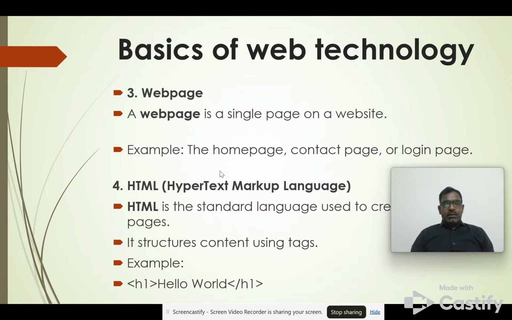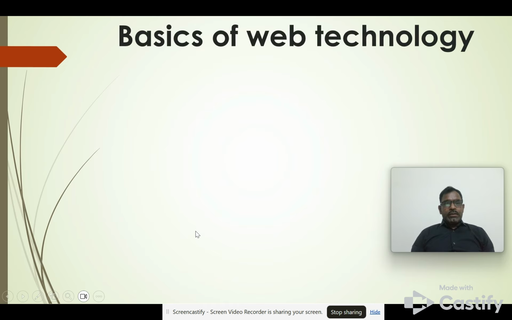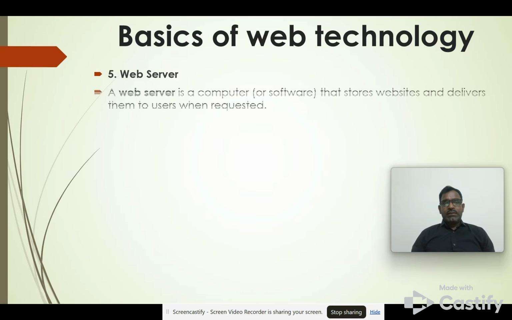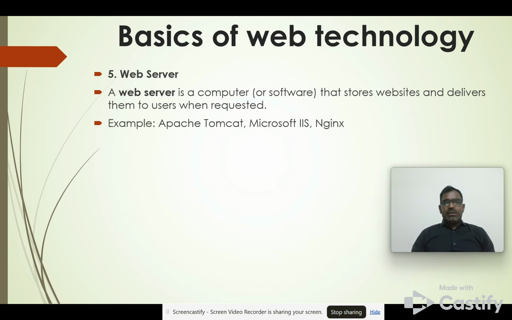So the next one is web server. Once the website has been created successfully, the website must be hosted or saved in a computer, in a special software or a computer called web server, so that the users all over the world can start accessing the website. Examples of web servers are Apache Tomcat, Microsoft IIS, and Nginx. So once the website is ready, it must be stored and available on a computer, on a special software called web server, so that the users all over the world can start accessing your website by using various web browsers.